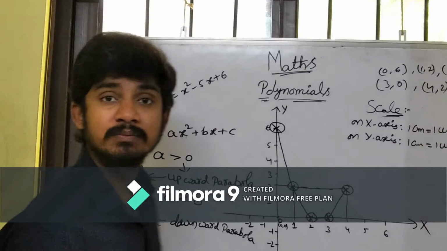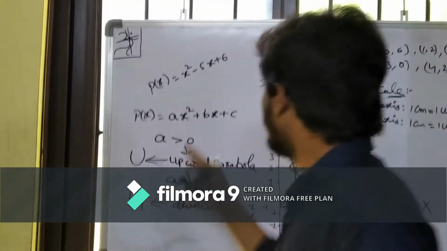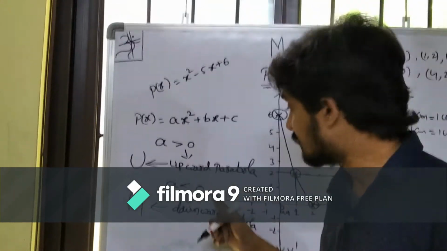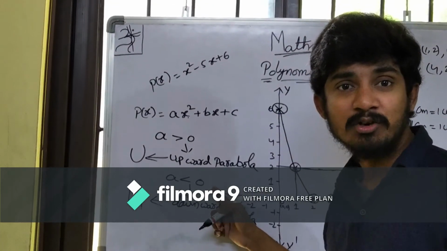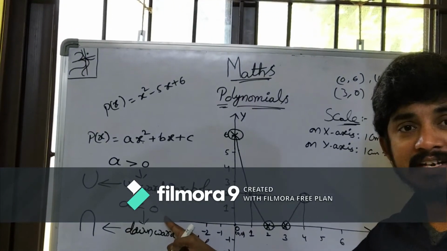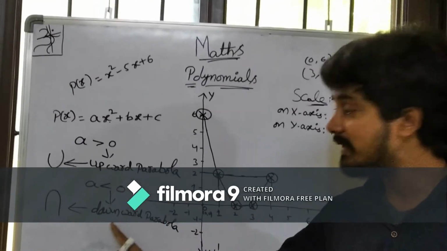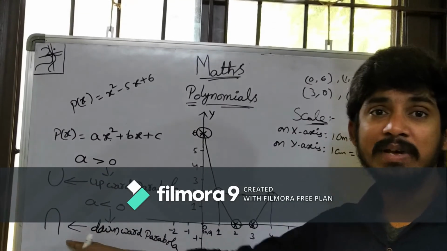Upside down U, this one. If the coefficient of x square is less than 0, meaning negative in nature, then the shape of the parabola is a downward parabola. Downward parabola means upside down U.